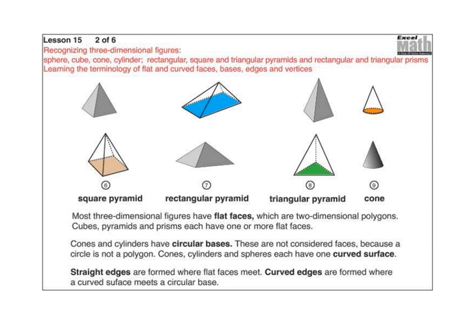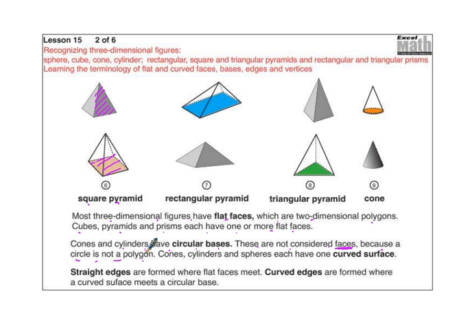All right, here's some more shapes. This is a square pyramid, and it says most of the three-dimensional figures have flat faces, which are two-dimensional polygons. Cubes, pyramids, and prisms each have one or more flat faces. So this is a flat face. The side here is a flat face. A flat face is simply a two-dimensional figure. Cones and cylinders have circular bases. These are not considered faces because a circle is not a polygon.